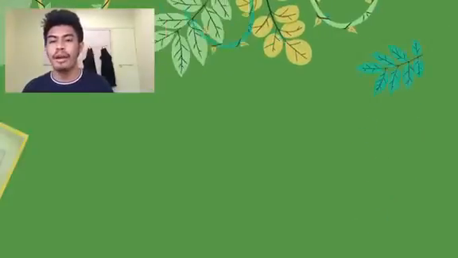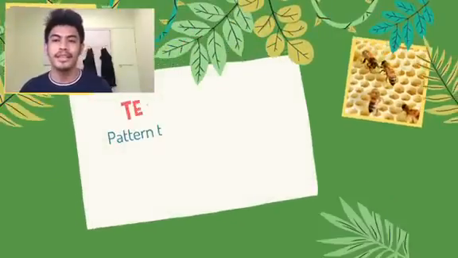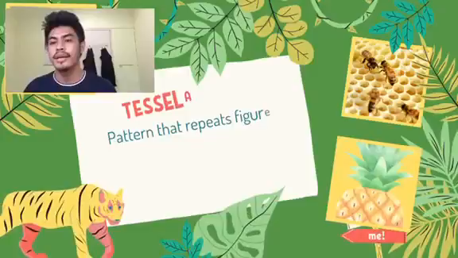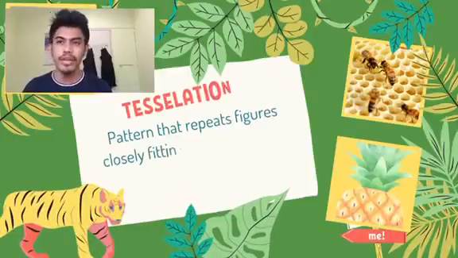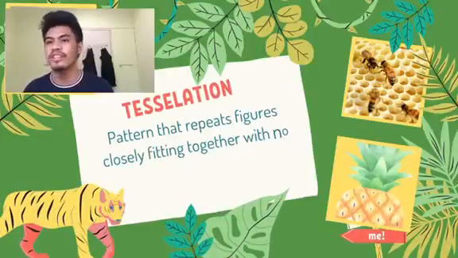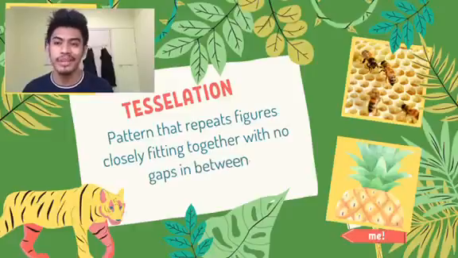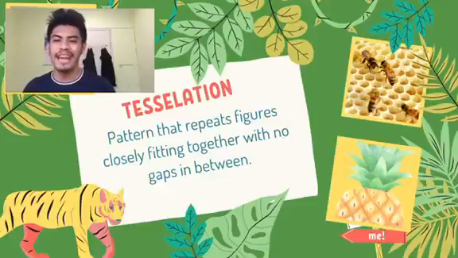And the last most common pattern in nature is tessellation. It is a pattern that repeats figures closely fitting together with no open gaps in between. For example, the honeycomb and the sweet fruit, pineapple.